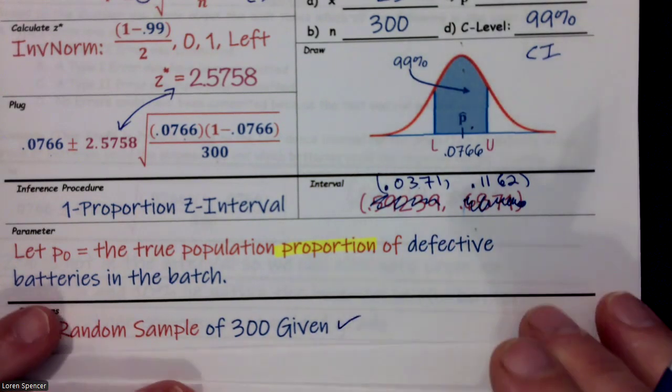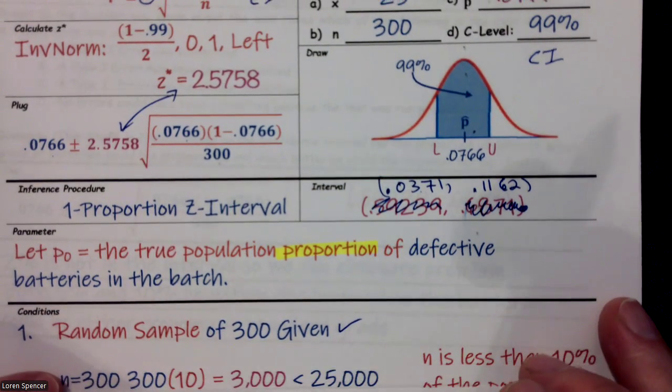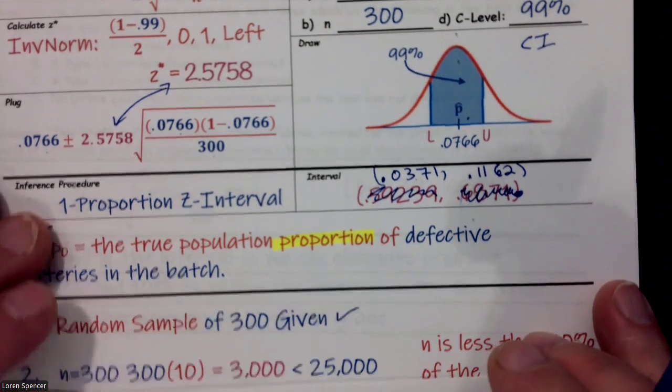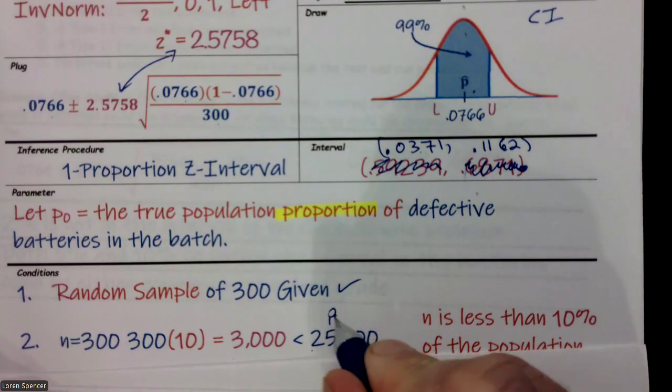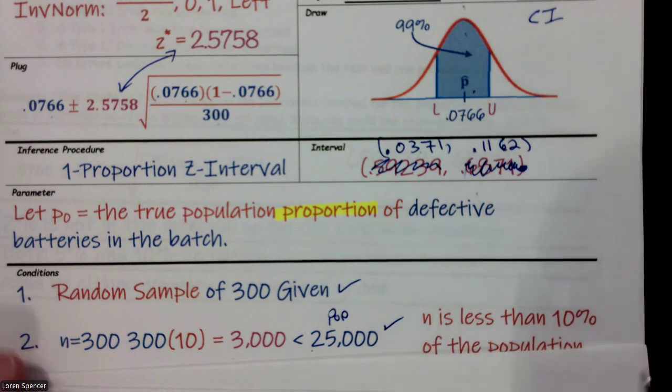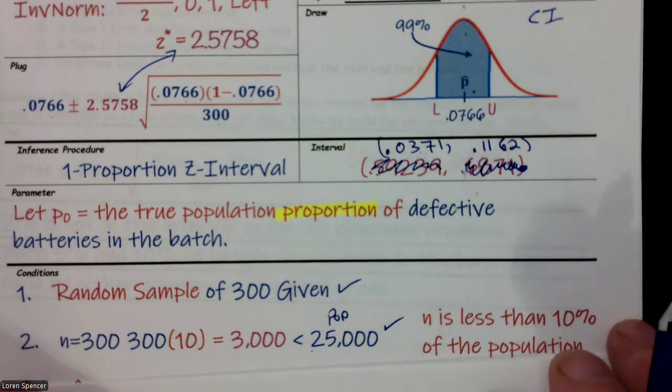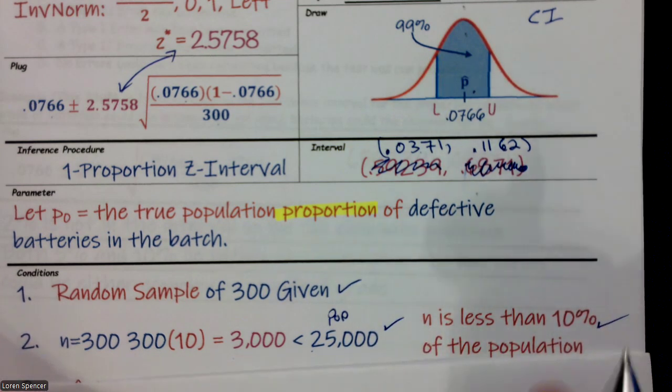So we're good there. The next thing, we need to make sure that our sample size wasn't too big. So we're going to take our sample size and multiply it by 10. When we do that, we get 3,000. That's less than our population because this is our population size. So n is less than 10% of the population. So we're good with that condition.